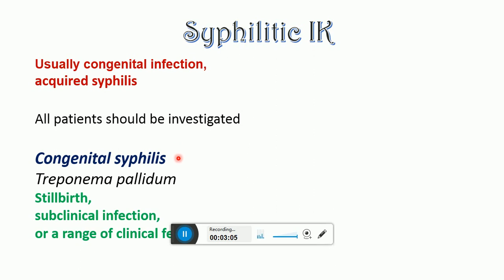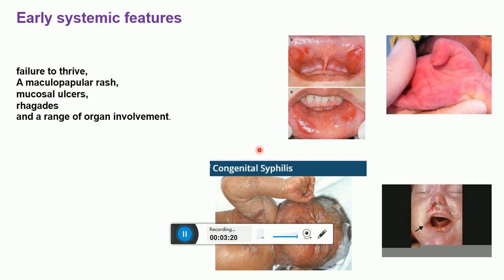Congenital syphilis infection of the fetus can occur across the placenta, leading to stillbirth, subclinical infection, and a range of clinical features. Early systemic features include failure to thrive, maculopapular rash, mucosal ulcers, characteristic fissures around the lips called rhagades, and a range of organ involvement.